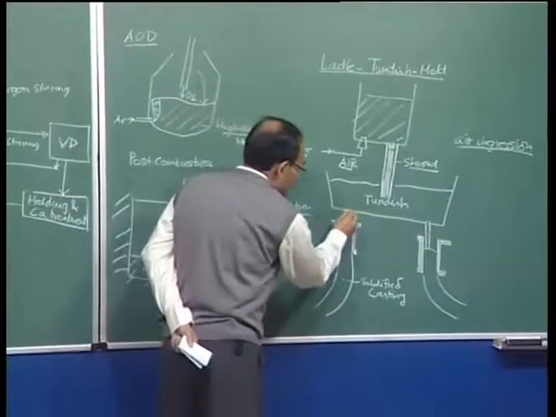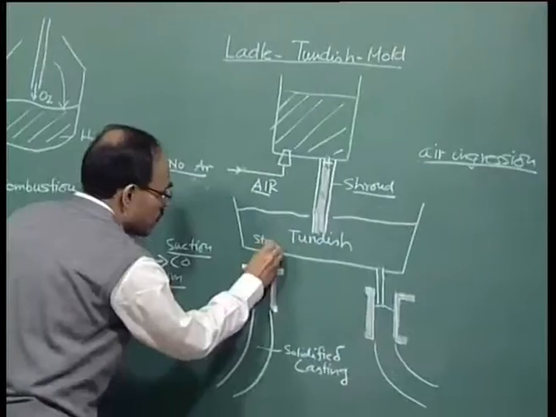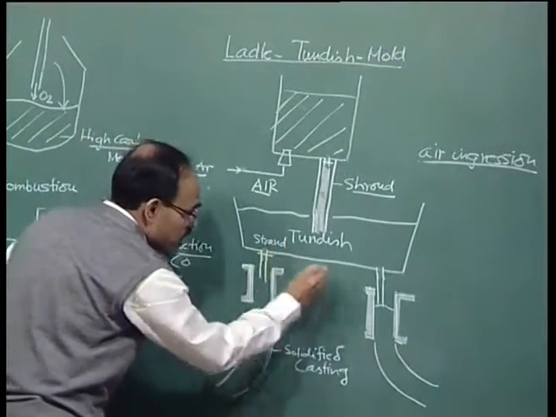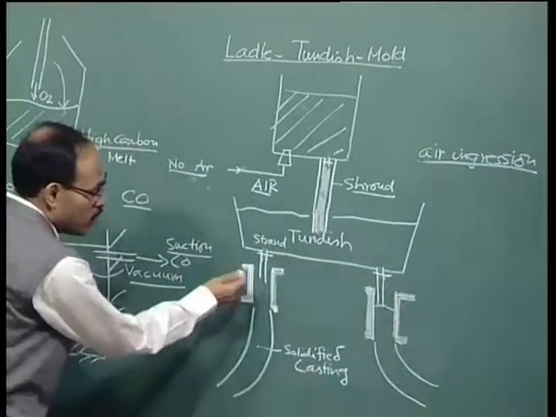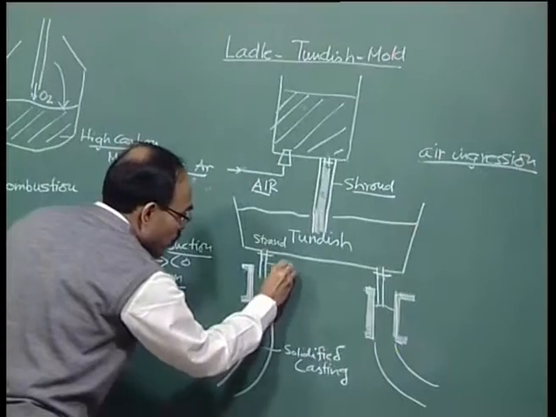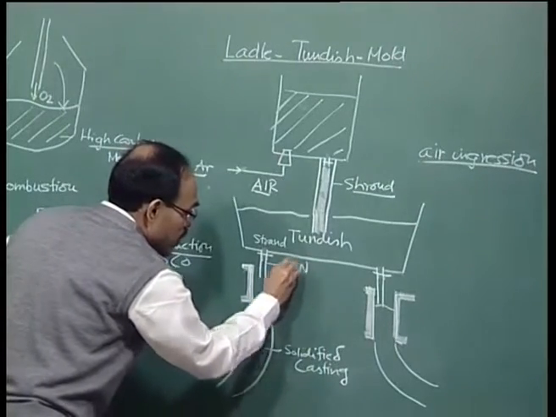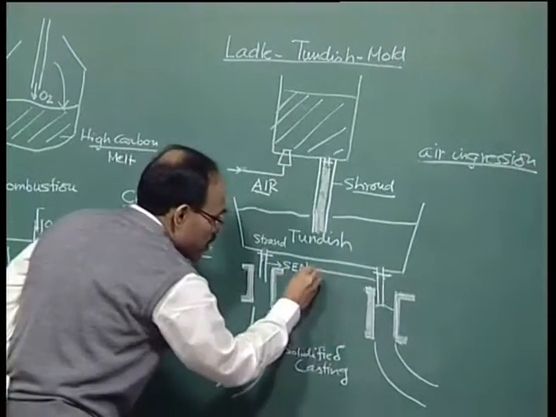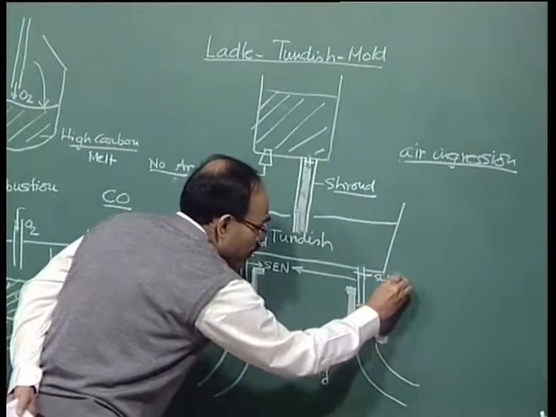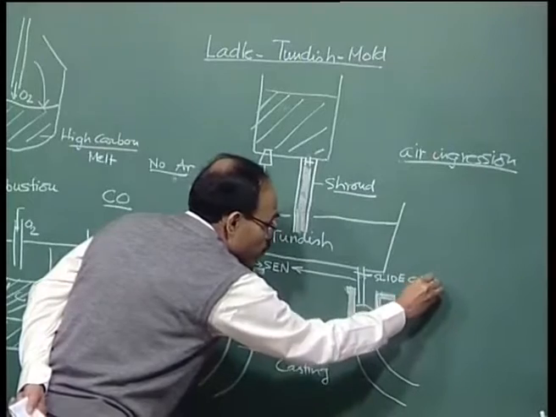In the tundish, these are called the strands of the tundish. Again, we have slide gates here, and we do not have shrouds here. What enters here is called the SEN, submerged entry nozzle. So, these are the submerged entry nozzles, and this is my slide gate. And the purpose of the slide gate is to regulate the flow.